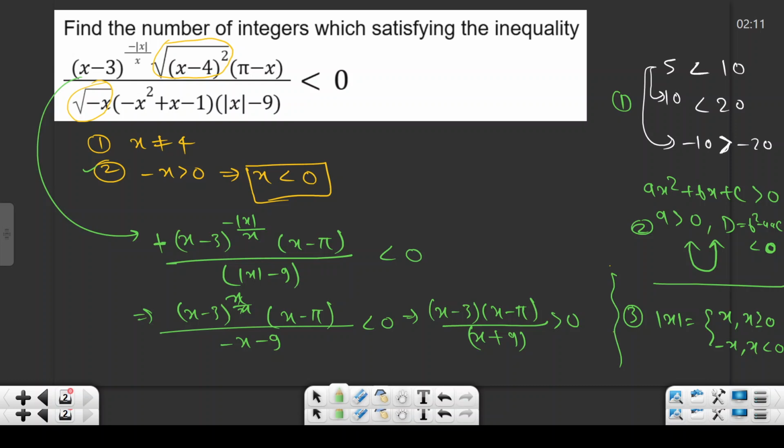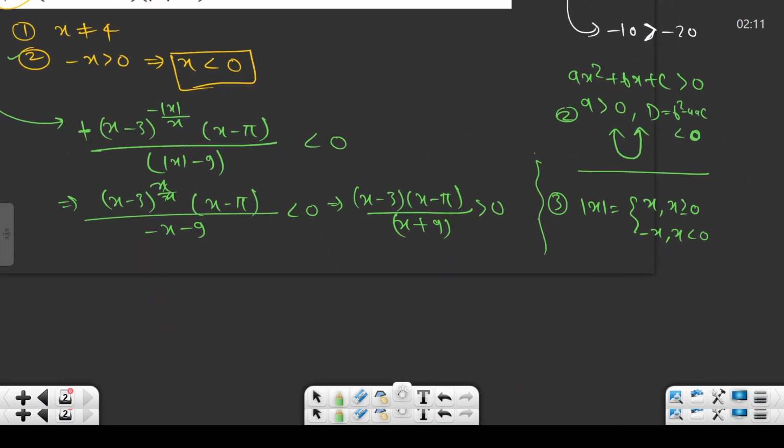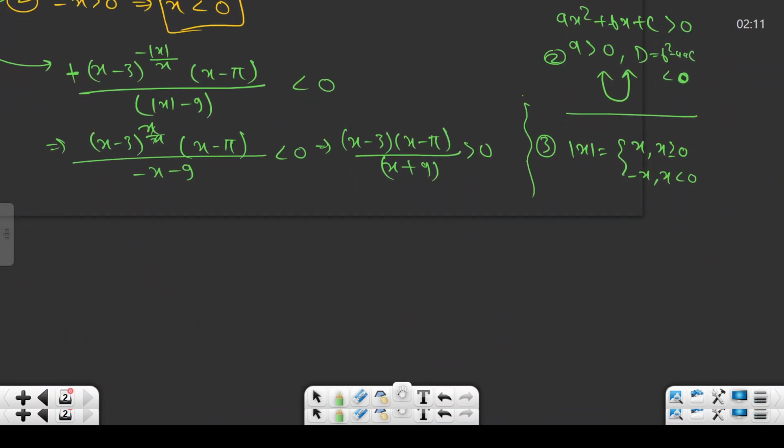That means the sign of inequality will change. Now the next step is to find the solution of this inequality. We have to see that all the factors are in linear form, so you have to equate each factor to 0 to find the critical points, right? So if you put x minus 3 equal to 0, you will get x equal to 3. In the same way, you will get x equal to pi and x equal to minus 9. So we are getting three critical points.